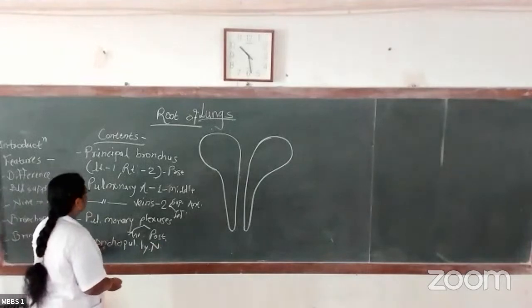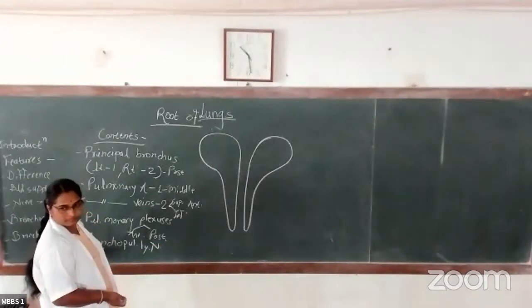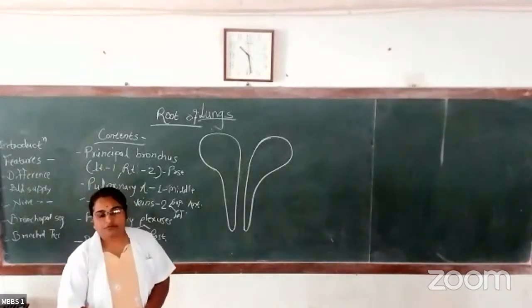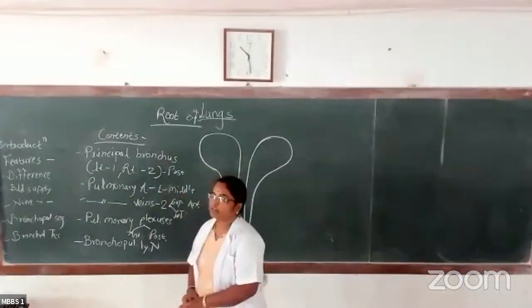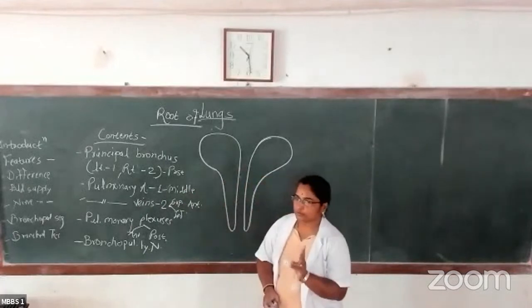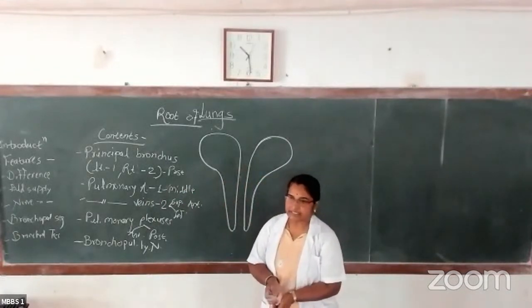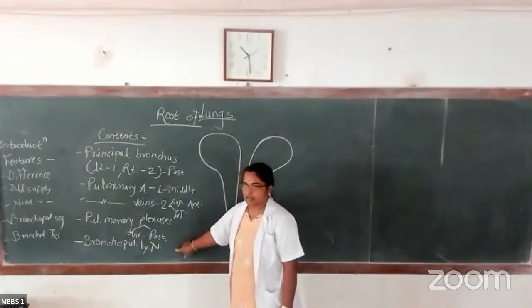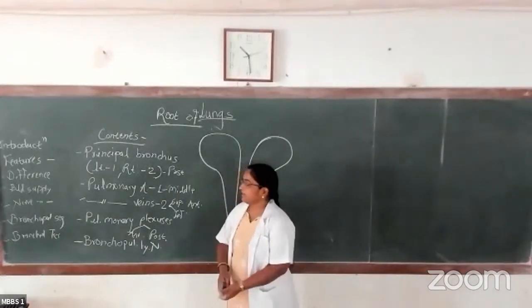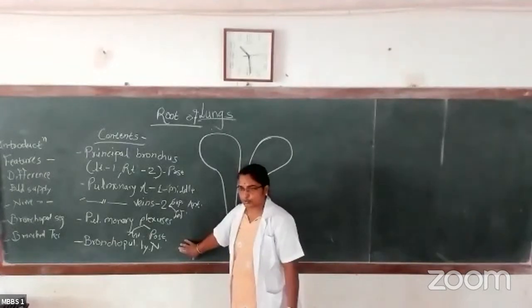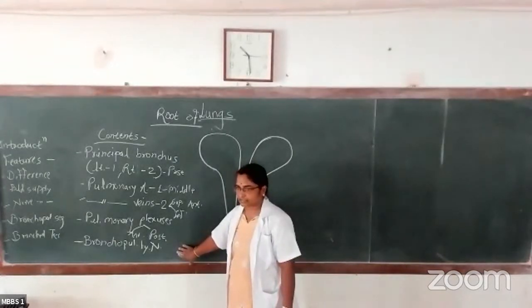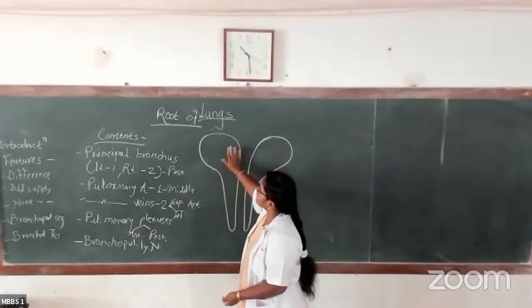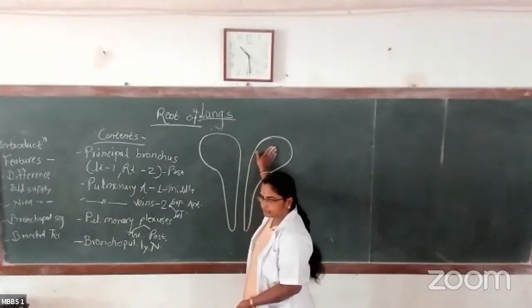Again, bronchial vessels. On the right side, there is one bronchial artery, and on the left side, there are two arteries. So, the bronchial vessels, that means again areolar tissue and lymphatics. So, these structures are present in this root of the lung.